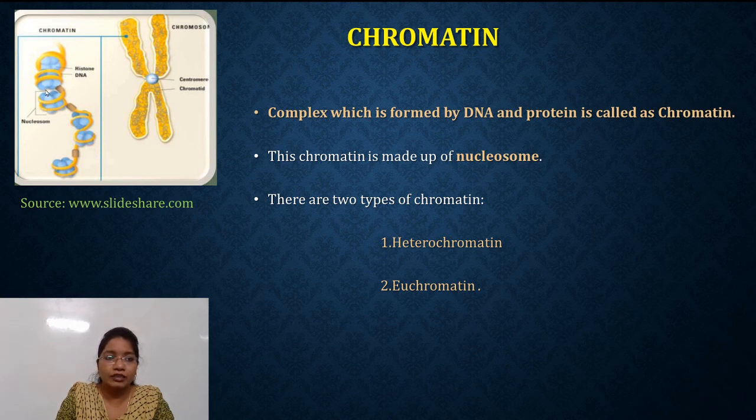In that, this is a histone octamer, this is a nucleosome, and this is the histone, and this is a DNA. Okay. So this complex which is formed by DNA and protein is called as chromatin. The chromatin is made up of nucleosome. As we have seen, what is the nucleosome? So this chromatin, it is of two types. First is the heterochromatin and second is the euchromatin. Let's study what is the difference between these.